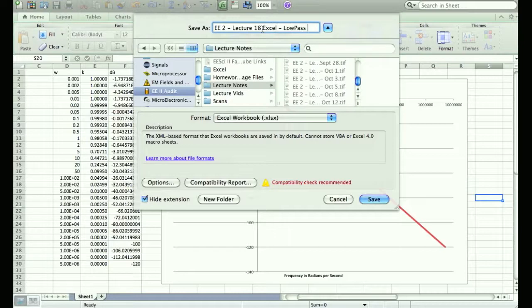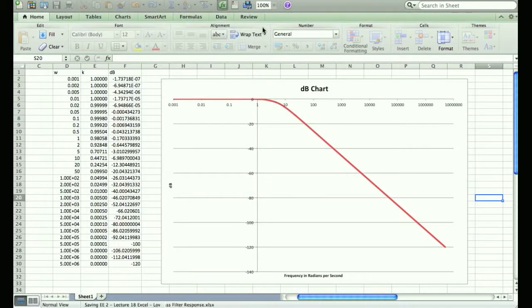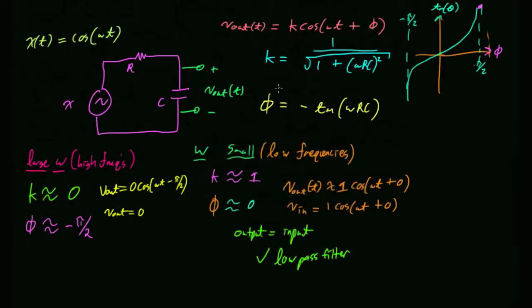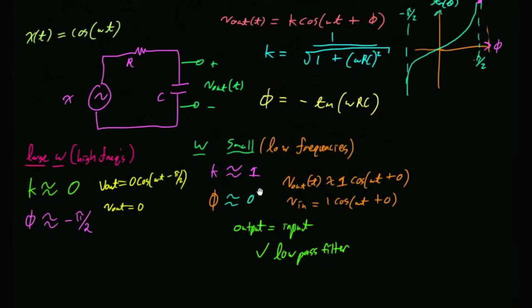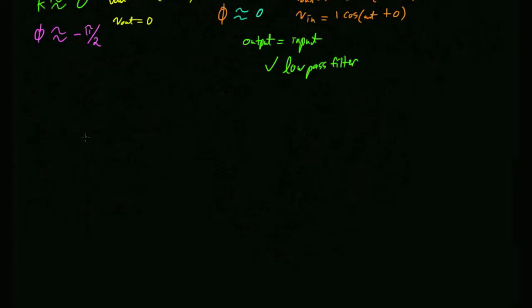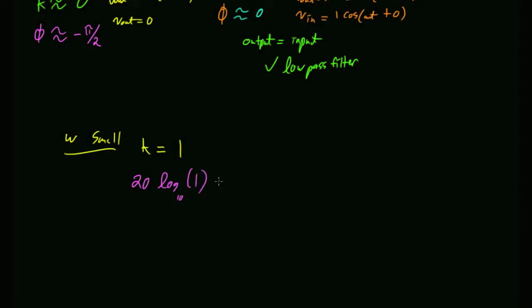So we agreed that when frequency is small, K equals 1, implying that the magnitude of the output cosine is the same as the magnitude of the input cosine. And if you take K and convert it into decibels, you've got 20 log of 1. Log of 1 is 0, so that gives you 0 dB.